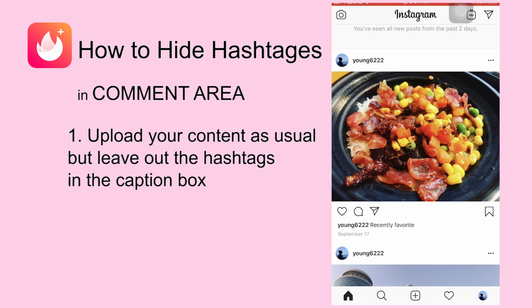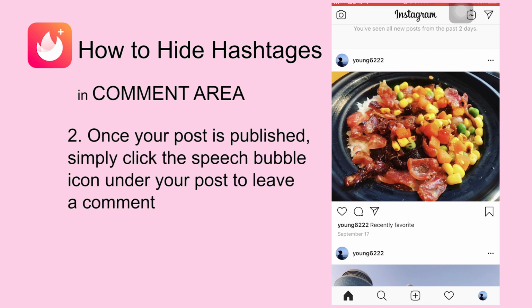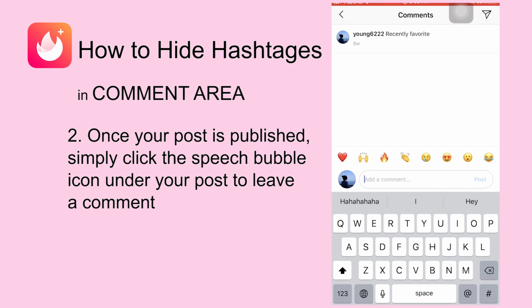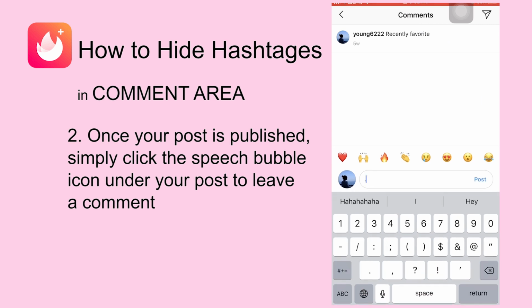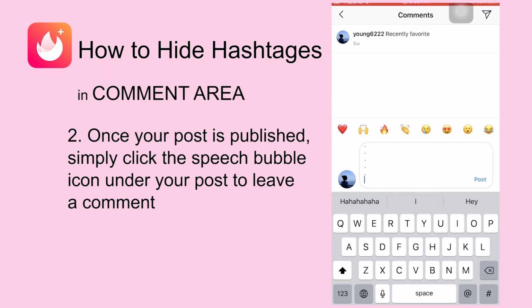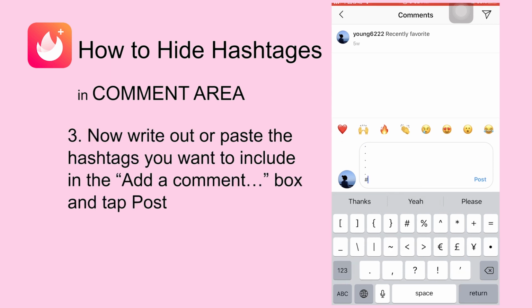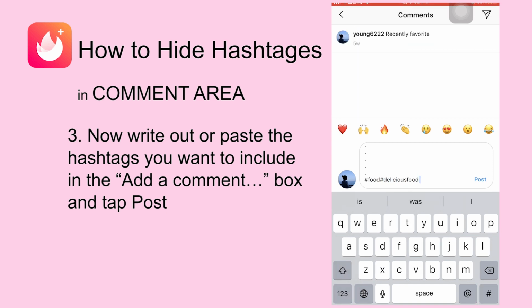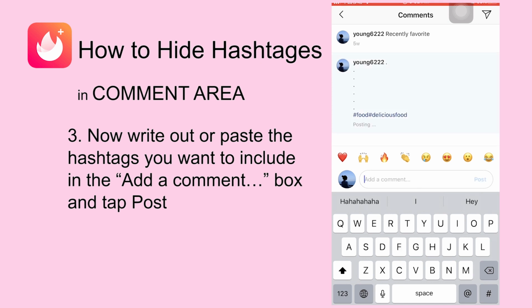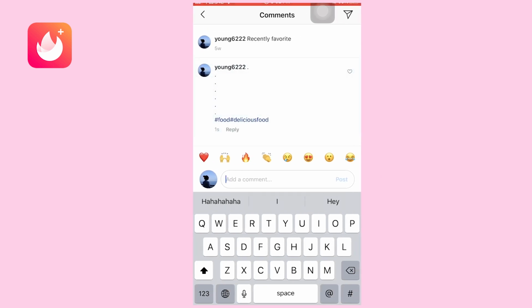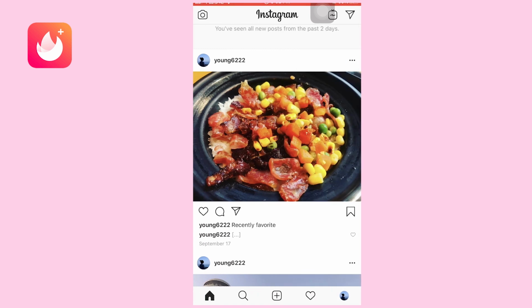After you upload your content as usual, you hit the speech bubble icon to leave a comment. Same as before, you need to make sure there are five dots. And then write out or paste the related hashtags you want to include. So let's use some food-related hashtags. And then hit post.